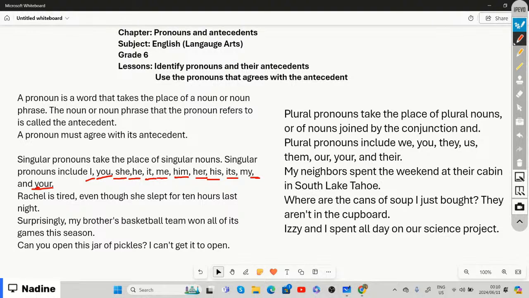And if we look at the pronoun over there, of course, it is Rachel, which is also a noun, right? But she is the pronoun, because Rachel is our noun, but remember our pronoun takes the place of the noun, which is she.